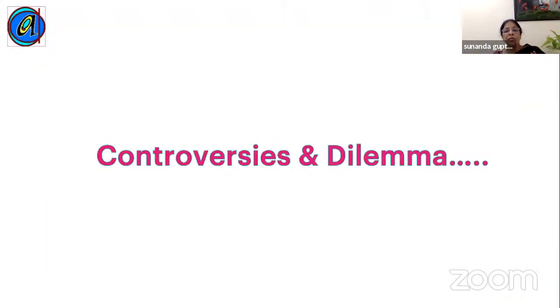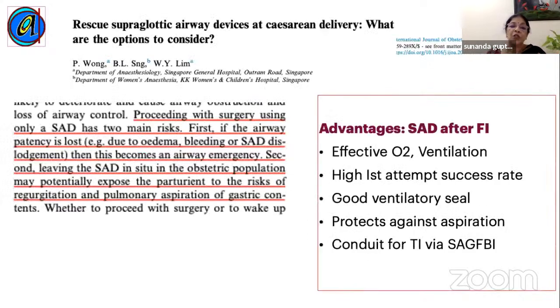So what are the controversies and dilemmas? Should the rescue supraglottic airway be used as the first device rather than intubating the patient? Why not use an SGA? Now our two major concerns are that you may lose the airway due to edema, bleeding, or dislodgement. And the second concern is that it could potentially expose the parturient to the risks of regurgitation and pulmonary aspiration of the gastric contents.